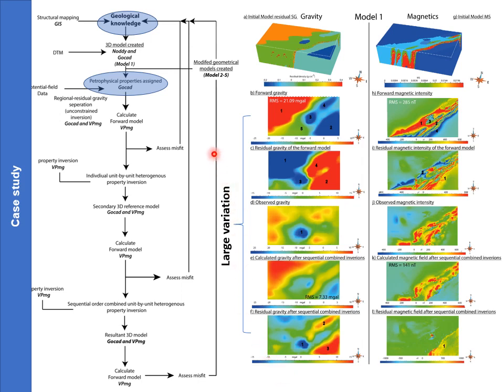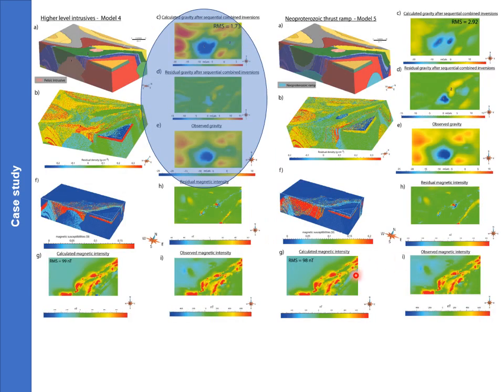And you can see here that there was a significant variation between the original gravity response and the residual gravity response after sequential combinations of inversions occurred. So that was telling us that there was some fundamental problem with the original a priori model. So this is demonstrated here. This is the observed gravity. This is the calculated response. They're not the same.